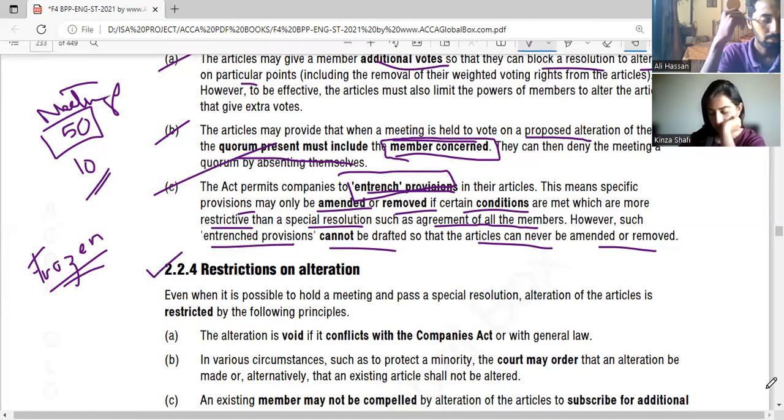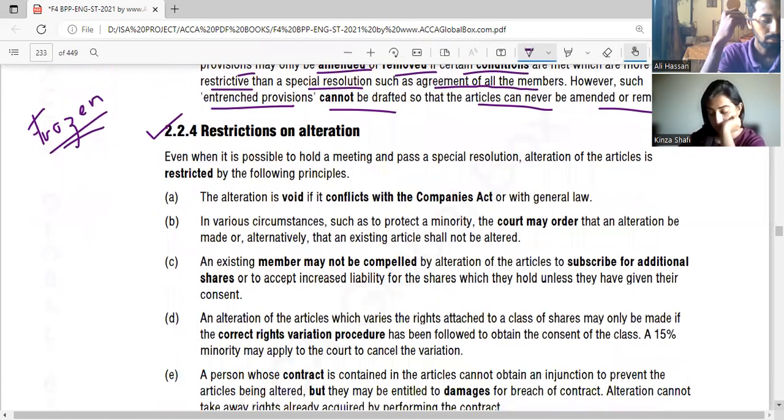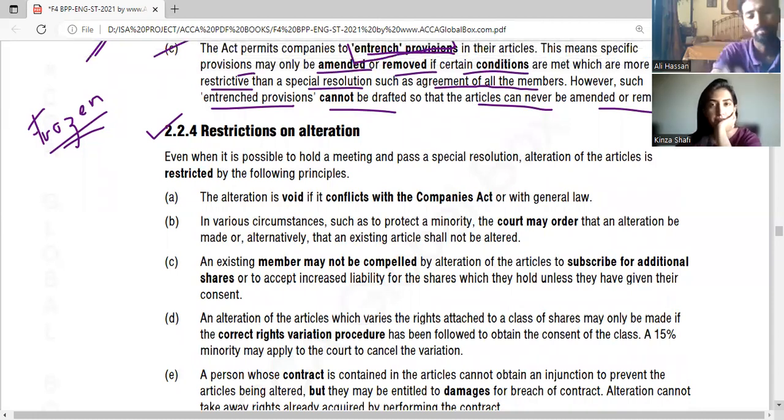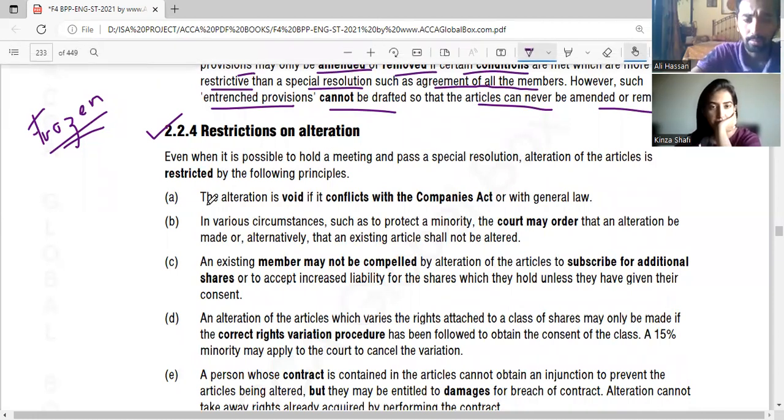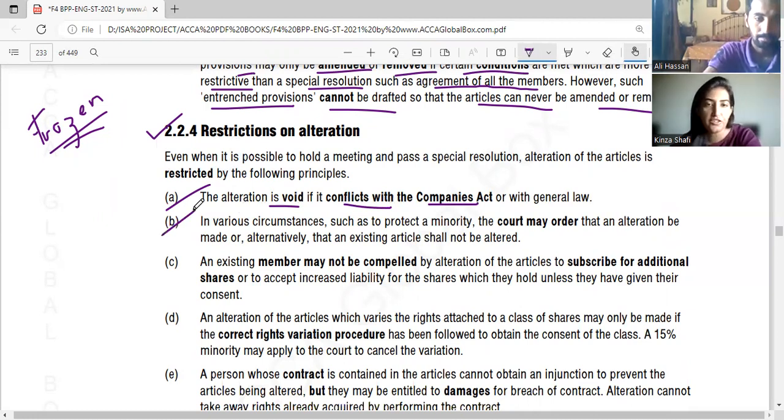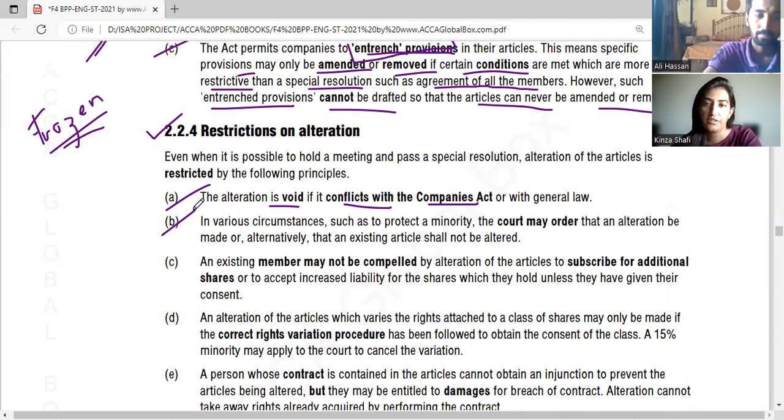Restrictions on alteration. What are the restrictions on alteration? The alteration is void if it conflicts with the Companies Act or with general law. Please read, Kinza. The alteration is void if it conflicts with the Companies Act or a general law. In various circumstances, such as to protect a minority, the court may order that an alteration made, or alternatively, that an existing article shall not be altered.